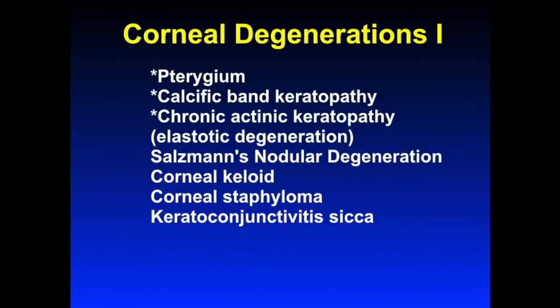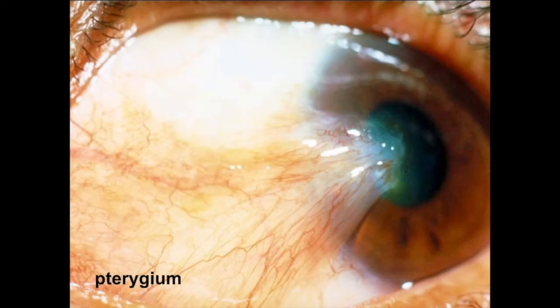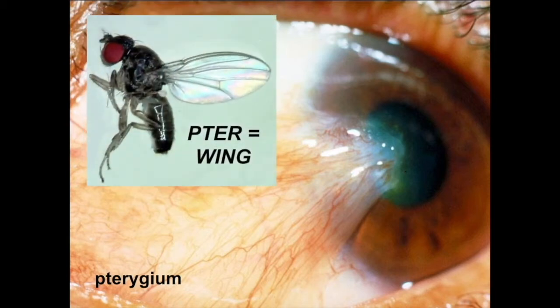Corneal degenerations include pterygium, calcific band keratopathy, chronic actinic keratopathy, Salzmann's nodular degeneration, keloid, staphyloma, and keratoconjunctivitis sicca. A pterygium is not a neoplasm. It's an ingrowth of conjunctiva into the peripheral cornea, possibly related to UV damage to limbal stem cells. The term pterygium is derived from the fanciful resemblance of the lesion to the wing of an insect. Pter, of course, means wing.